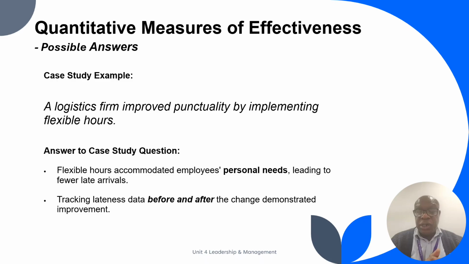the business has considered individual needs. Some people have different needs. Men and women may have different needs in the mornings for a variety of reasons. So if they can come in a bit later and leave later and get their work done, again out of maturity and trust. Once people know that they're trusted, they would be honest in their daily activities at work, and that can lead to higher productivity. So, second bullet point: tracking lateness data before and after the change demonstrated improvement.